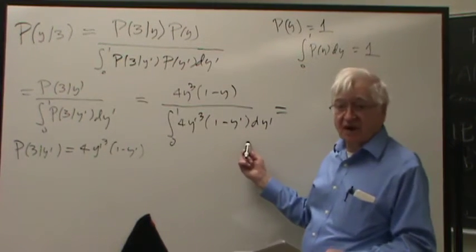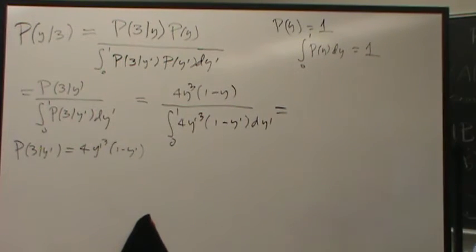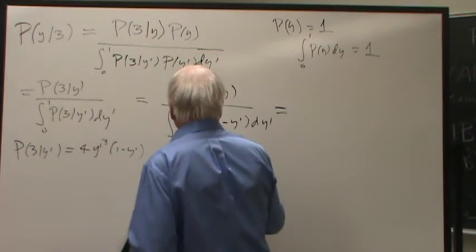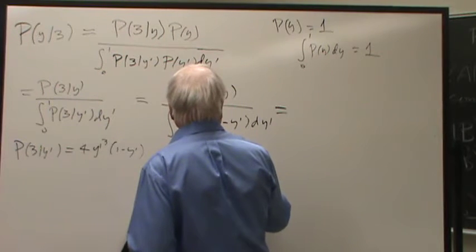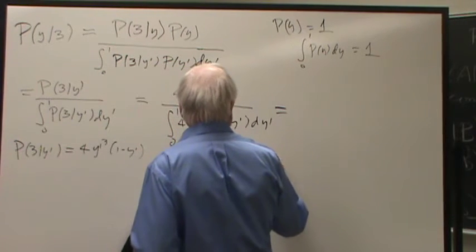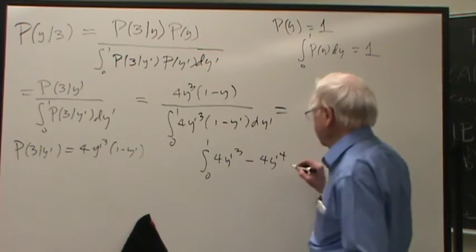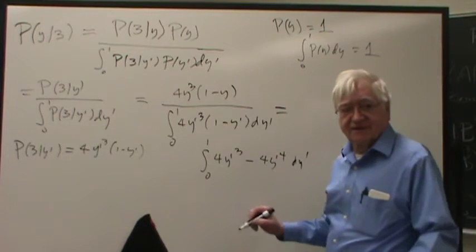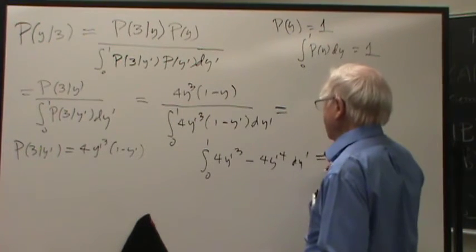Well, this of course is just a number, and we could compute it. Shall I do the integral exactly with my fingers, or shall I just tell you what the answer is? Just write down the answer? Yeah. Because it might be wrong. Actually, why don't I do the integral? The integral from 0 to 1 of 4y prime cubed minus 4y prime to the 4th. This is what the integral is, right? That makes sense.